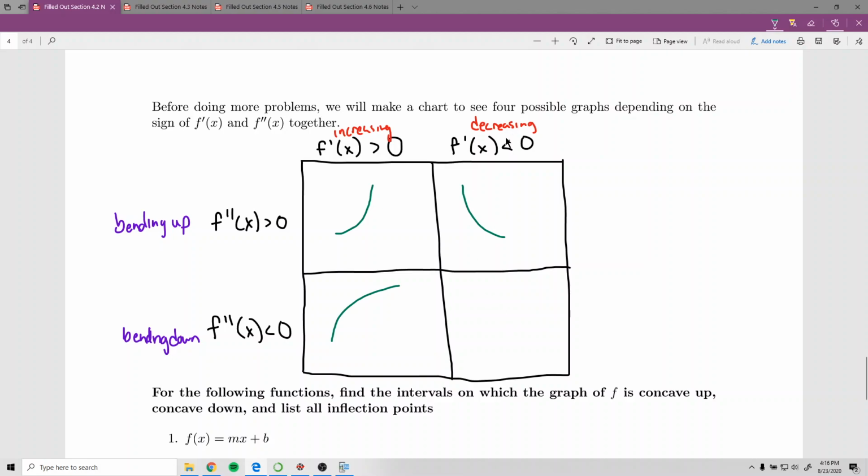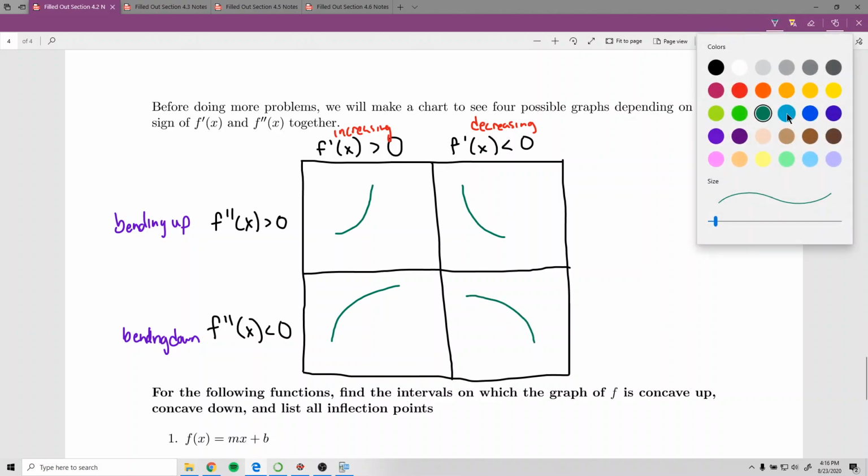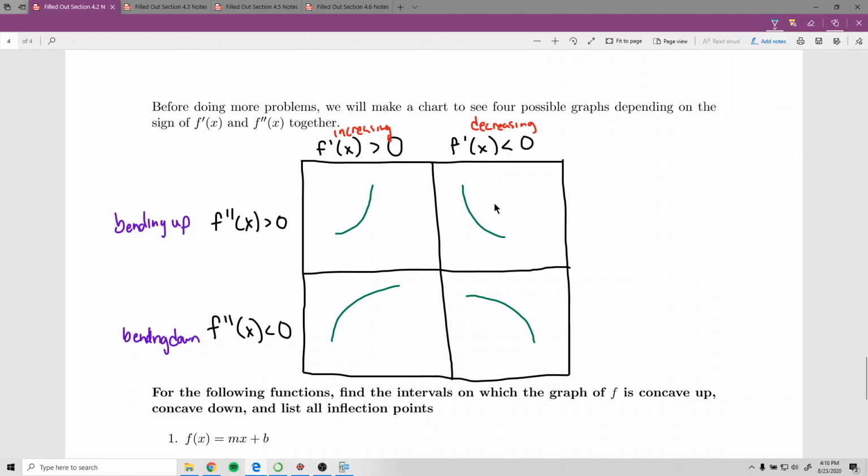And then the last picture, if it's decreasing, once again, it's moving down as we move to the right, and it's bending down, it looks something like this. I actually really like that grabbing thing. I never even thought about that till now. But in each of these pictures, if we tried to grab something, if this was our hand, we're grabbing above. That's why it's concave up.